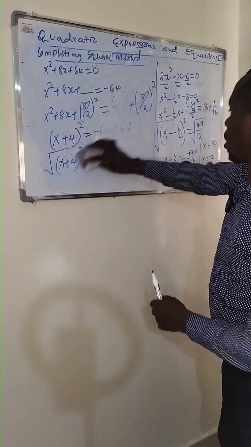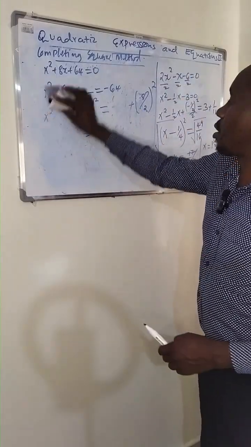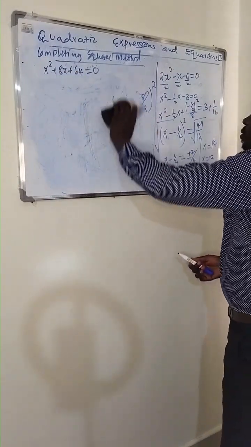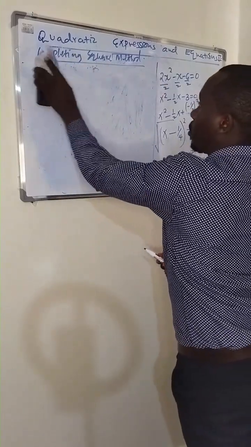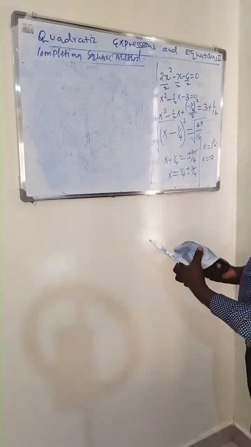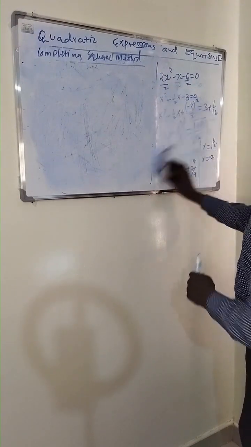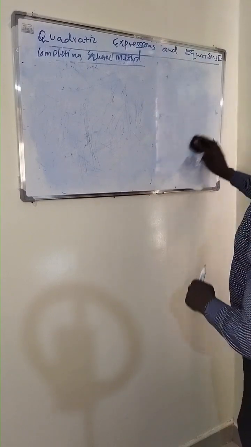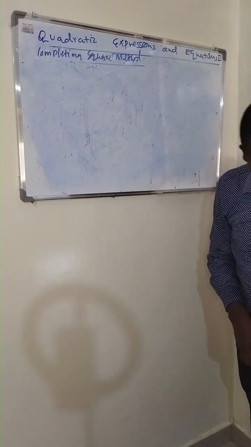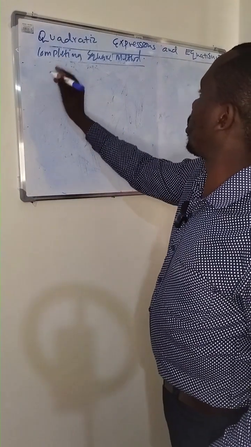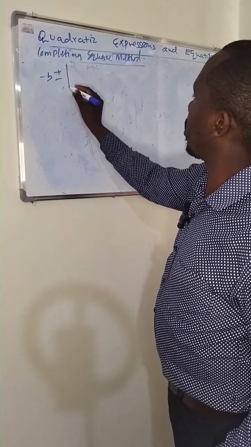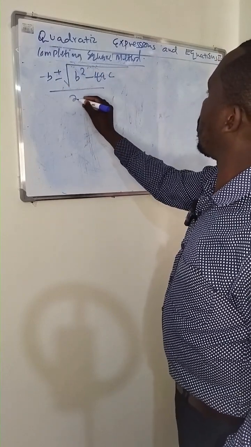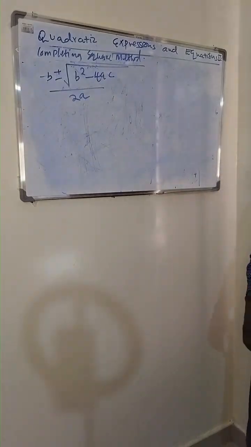Now you should be able to solve a quadratic equation also using the quadratic formula. What is the quadratic formula? So the quadratic formula is as given here. The quadratic formula is minus b plus or minus the square root of b squared minus 4ac, divided by 2a. That is the quadratic formula.